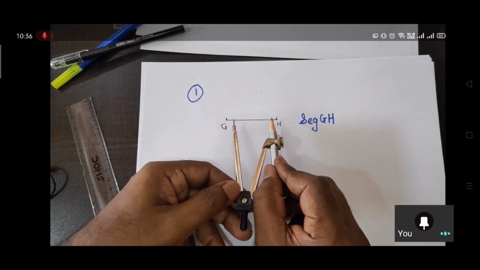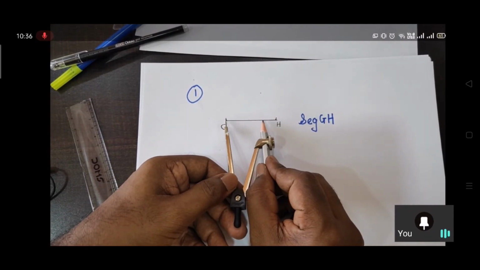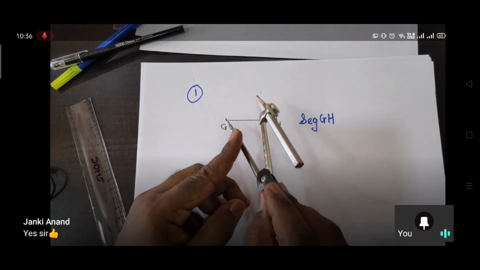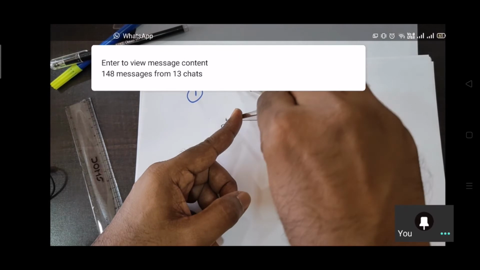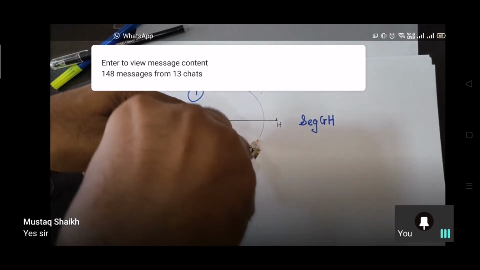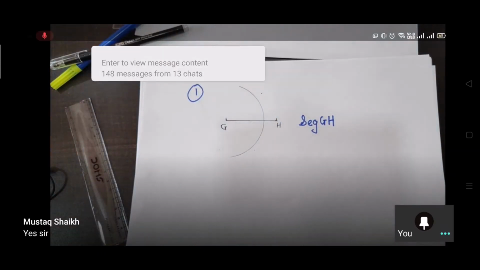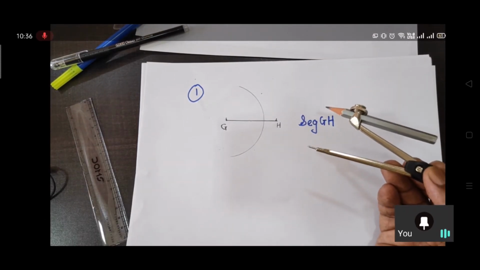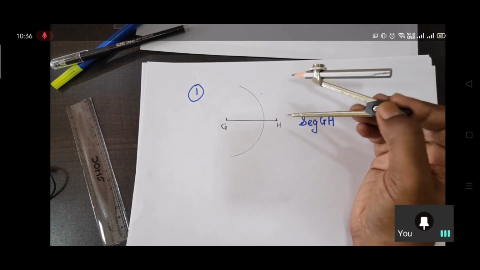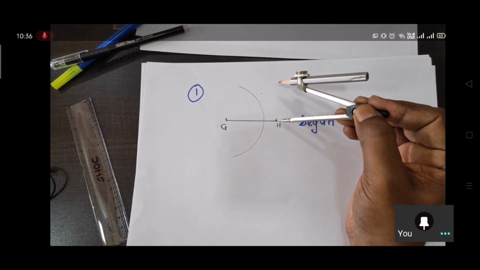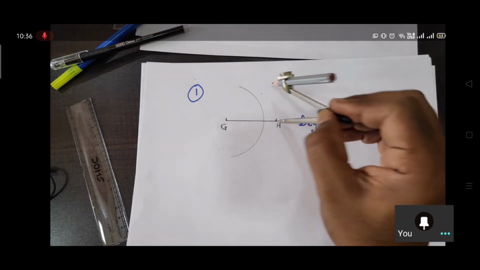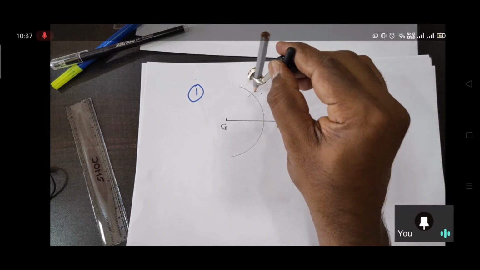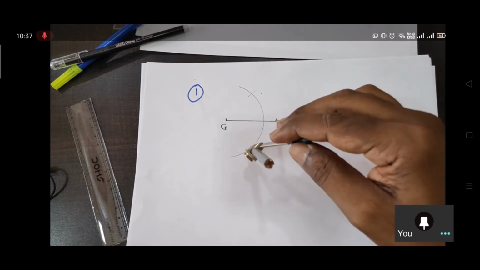This compass, one thing you should take care that the span you are taking, it should be more than half. If I keep my pointer on G, I will draw a big arc. Again I say, when you draw this arc, don't be stingy. Once you draw this arc, don't change the span and keep it on point H, and here just cut it.